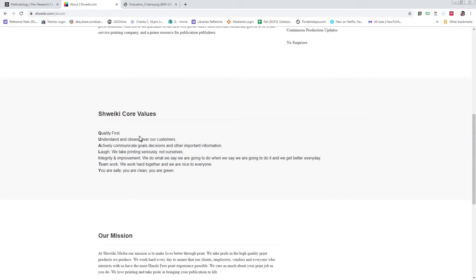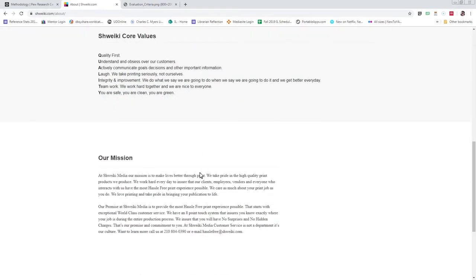Okay, so we see their core values. Again, interesting that we're putting it that way. Live better through print, high quality print products. So I'm a little concerned that a lot of the mission statement here seems to be about the printing stuff, but not about their research. And especially since that research doesn't seem to be about print.